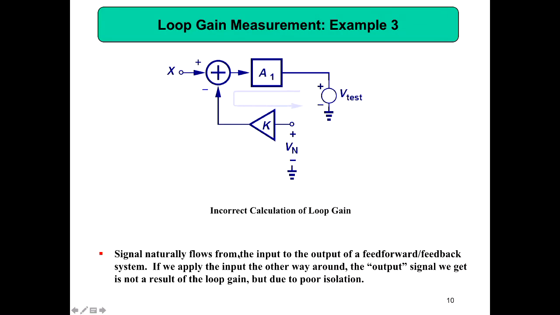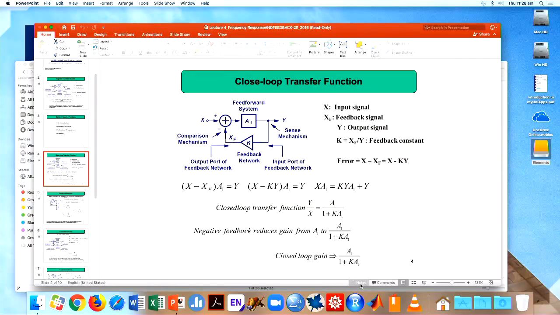Signal naturally flows from input to the output of a feedforward or feedback system. If we apply the input the other way around, meaning to the output, the signal we get is not a result of loop gain, but due to poor isolation. So in the amplifier or in operational amplifier or any other electronic device, usually signal will not go from output to input. If it happens, your device is faulty, there is no isolation. There is proper isolation between input and output. I think that is all the examinable part for the subject.